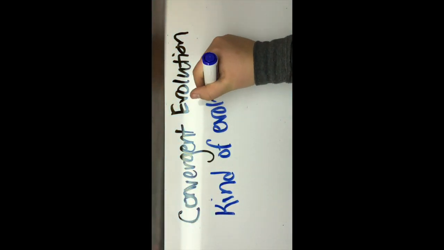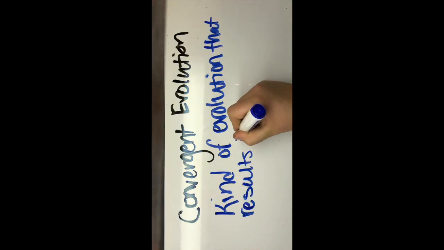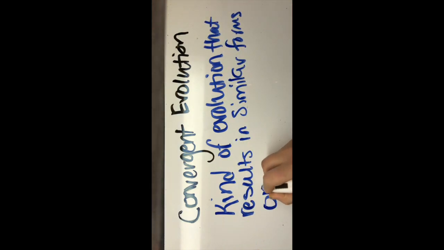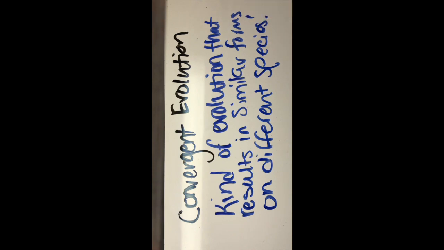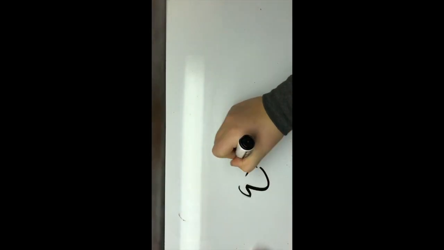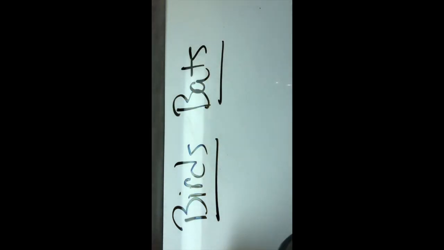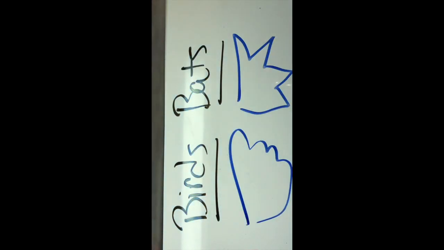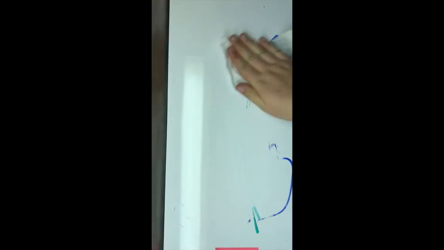The definition of convergent evolution is a kind of evolution that results in similar forms on different species. For example, the wings of bats and birds. Their wings have a similar structure because they have adapted in similar environments, but they are different species.